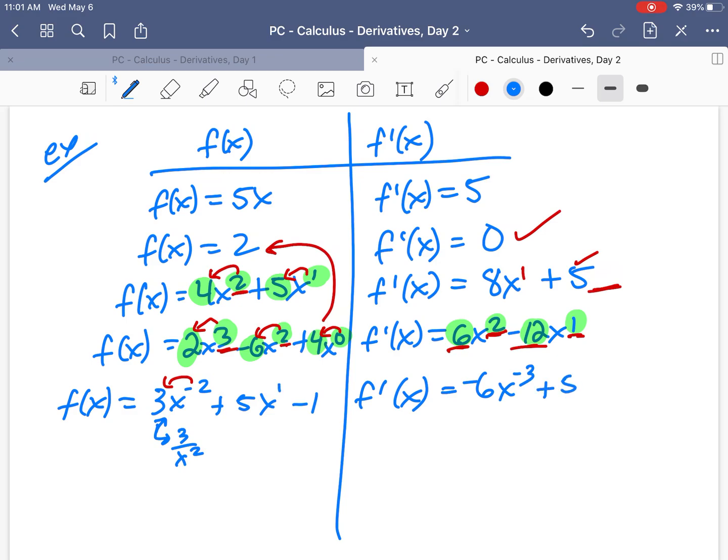This is 5x to the 1, so 1 times 5 is 5, and drop the x down a level, it would be x to the nothing, and then the negative 1 just goes away altogether. Because remember, it has an x to the 0, so it turns to 0.